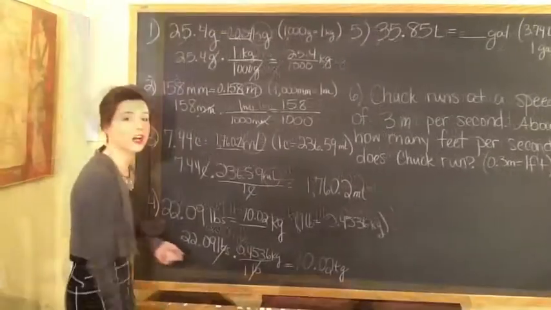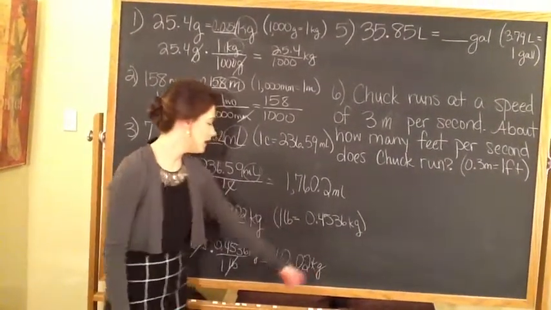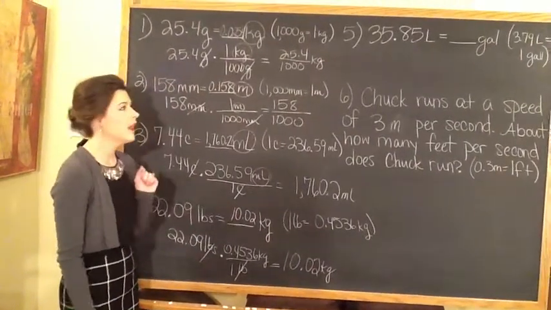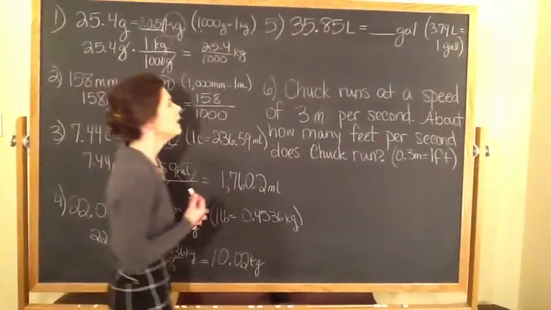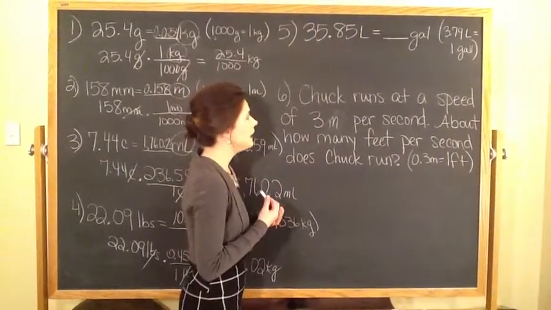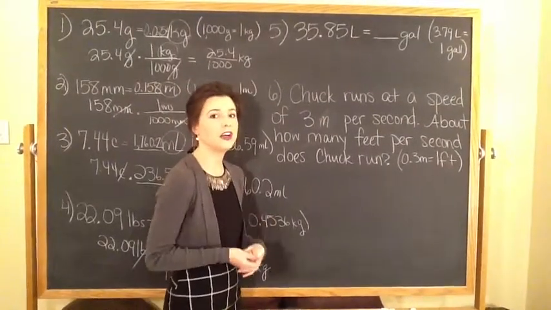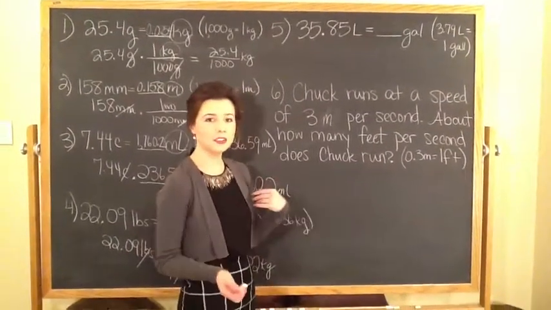As soon as you multiply across, you're going to get 10.02 or 10 2/100, and that is how many kilograms we're left with. All right, let's go ahead and look at example number 5. It says 35 and 85/100 of a liter equals how many gallons? So we have to look at our cheat sheet and figure out how many liters are in a gallon or how many gallons are in a liter.